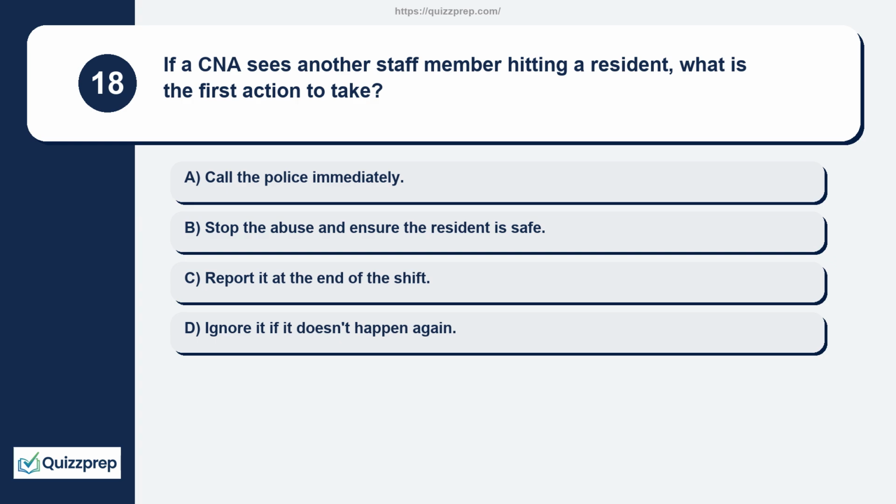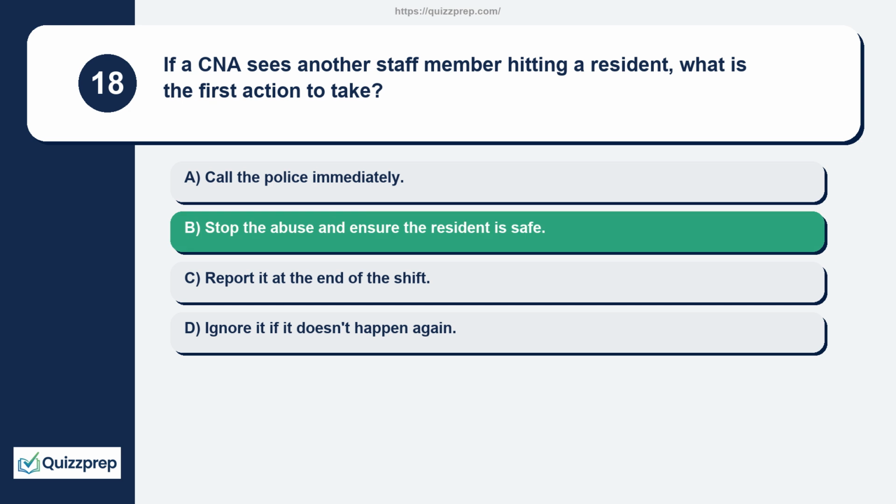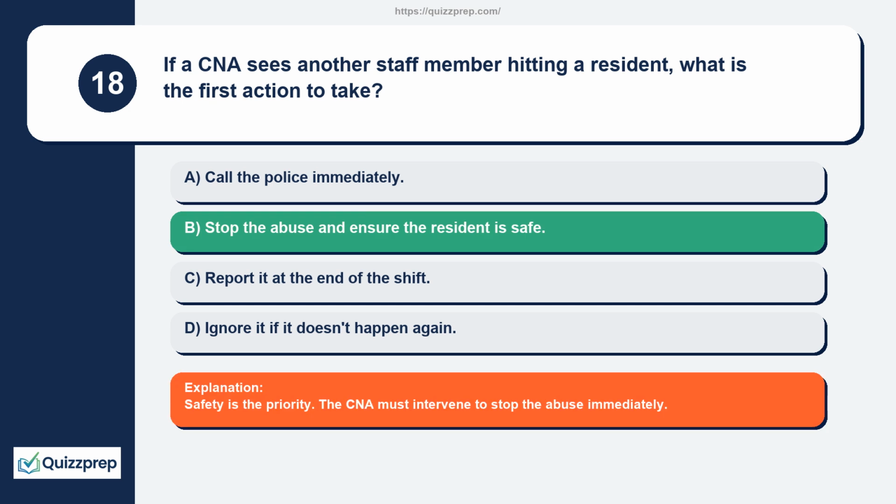Question 18. If a CNA sees another staff member hitting a resident, what is the first action to take? Call the police immediately. Stop the abuse and ensure the resident is safe. Report it at the end of the shift. Ignore it if it doesn't happen again. Safety is the priority. The CNA must intervene to stop the abuse immediately.